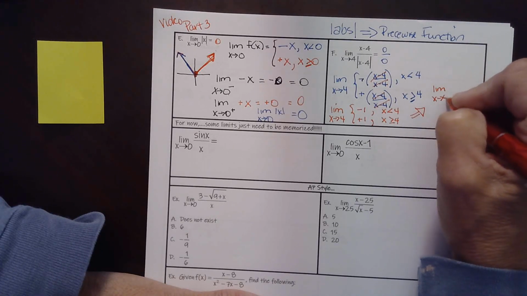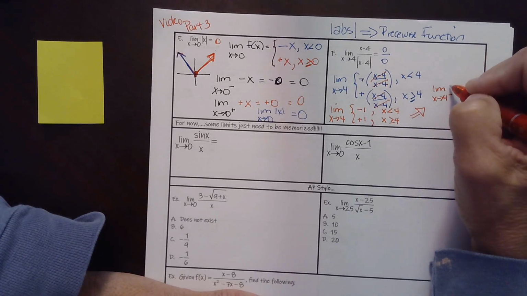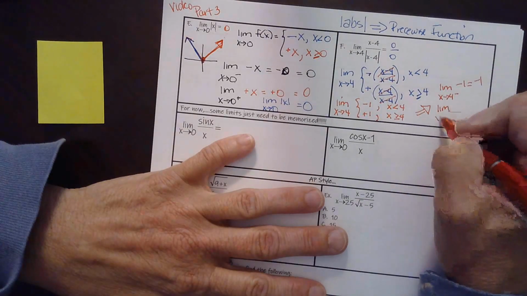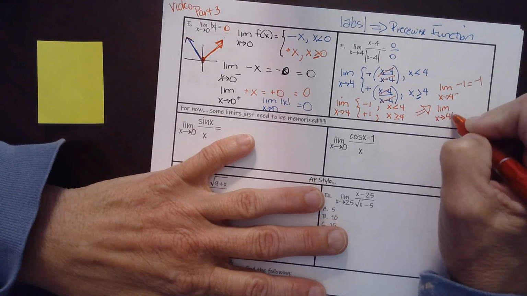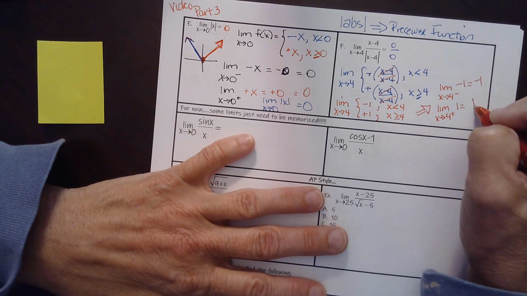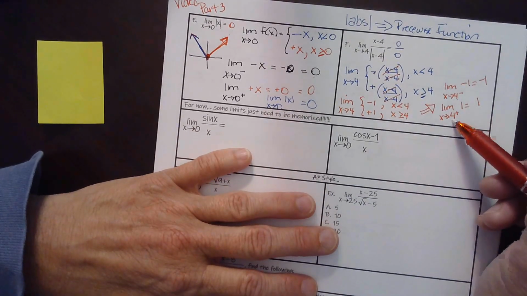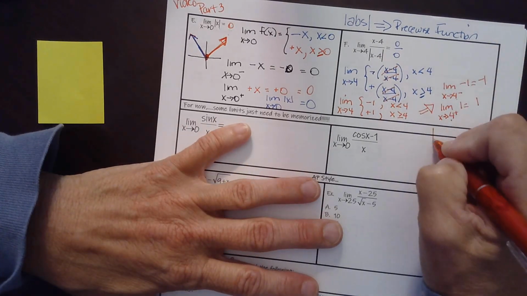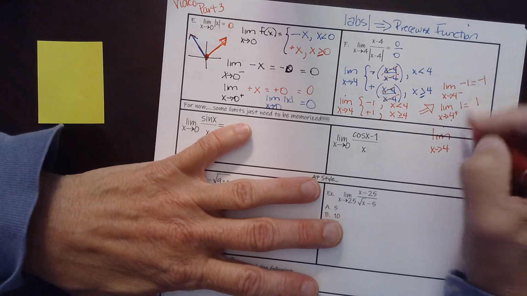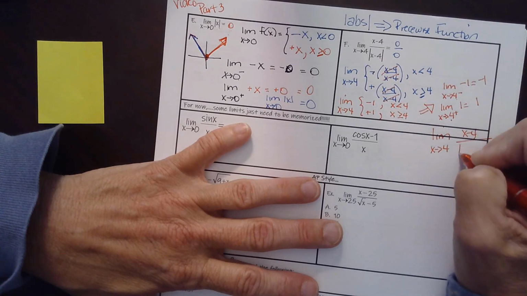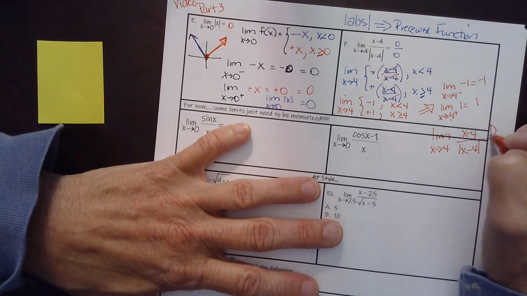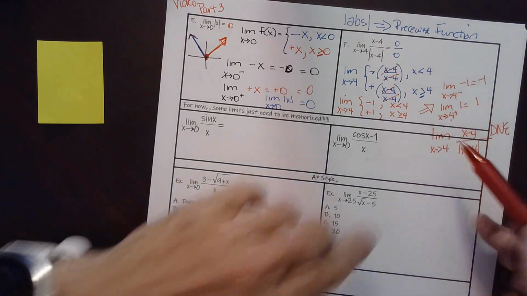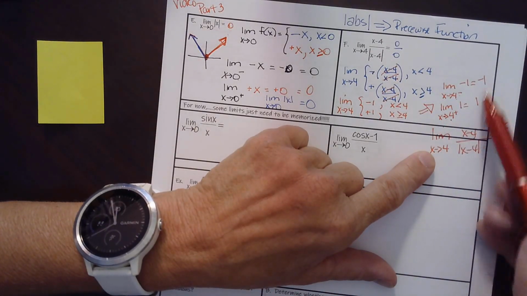So the left-hand limit, the limit as x approaches 4 from the left of negative 1, equals negative 1. The limit as x approaches 4 from the right of positive 1 is positive 1. And since the left-hand limit and the right-hand limit are not the same, then the limit as x approaches 4 of x minus 4 over the absolute value of x minus 4 does not exist. And it does not exist because the left-hand limit and the right-hand limit are not the same.